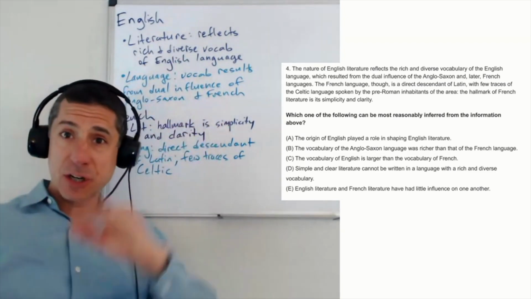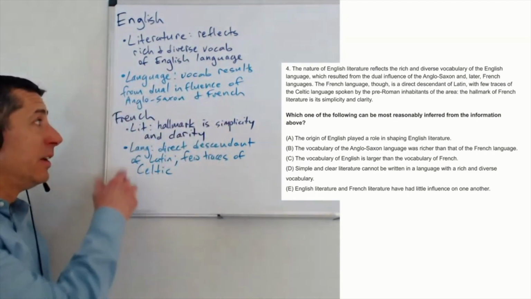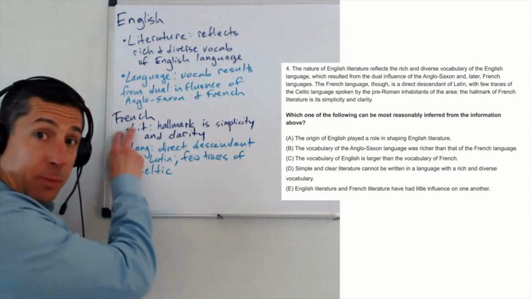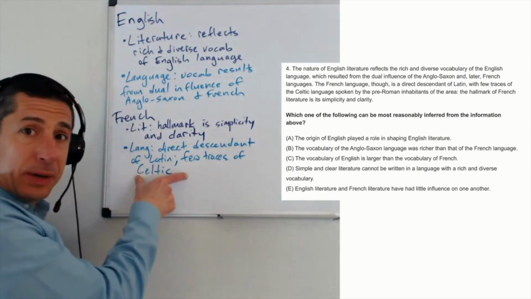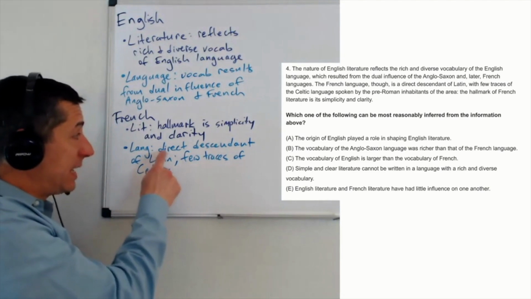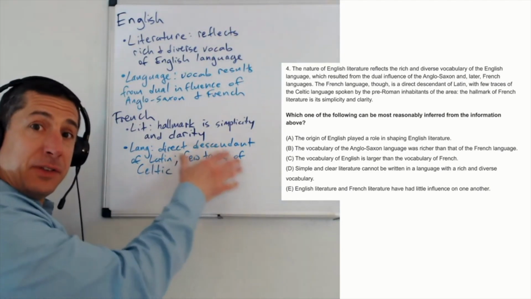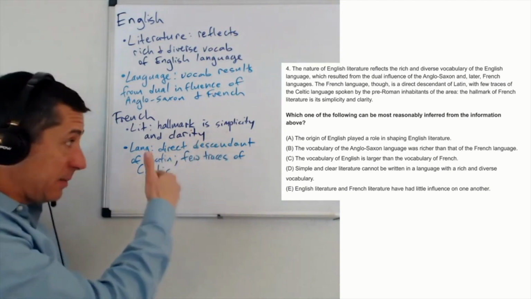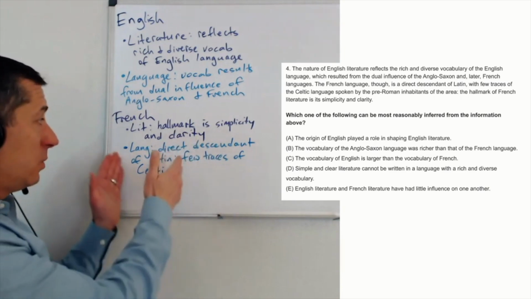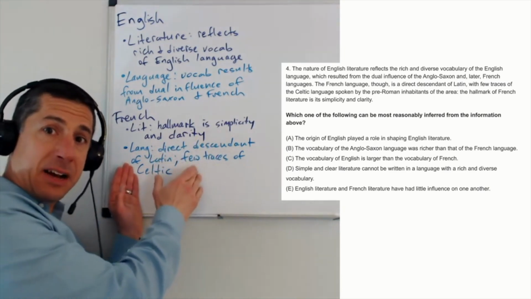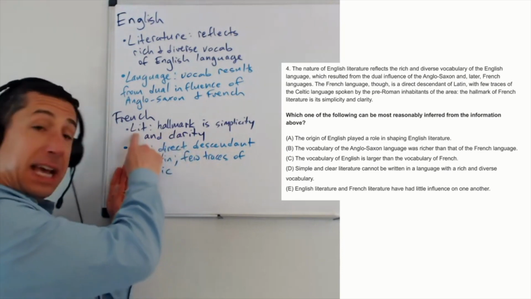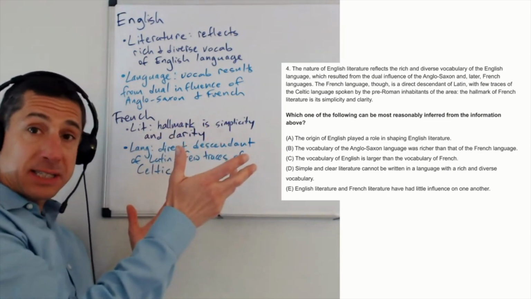Here's what we're saying about literature. Here's what we're saying about language. Same idea with the French here. What do we know about French? The literature's hallmark is simplicity and clarity. What do we know about the language? Analogous here. So it is a direct descendant of just Latin, few traces of the Celtic that was spoken by the pre-Roman inhabitants. So simple evolution of the language, direct descendant of a single previous language, and the literature, the hallmark is simplicity and clarity.